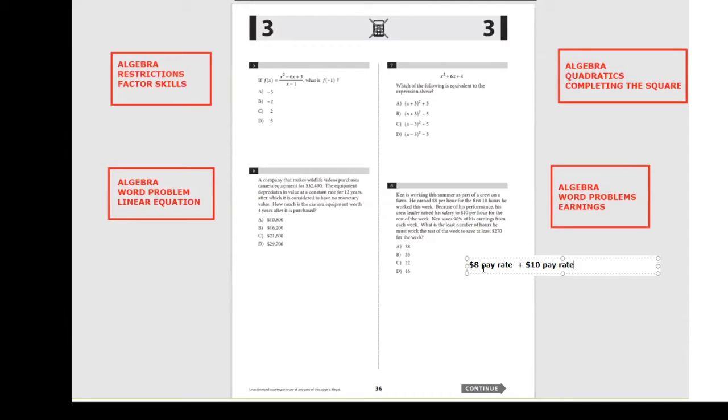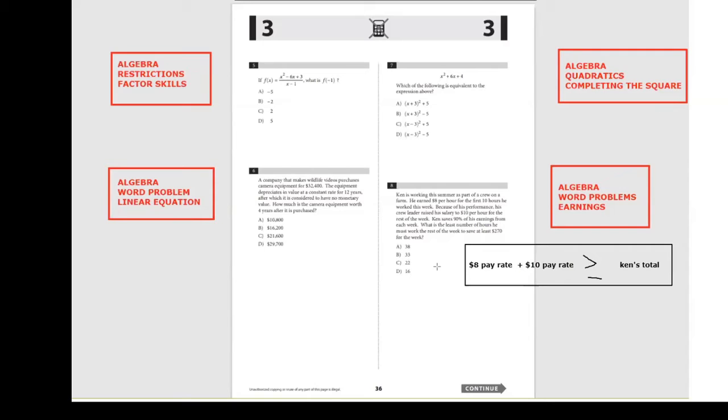Ken is working this summer as a part of a crew on a farm. He earned $8 per hour for the first 10 hours he worked this week. Because of his performance, his crew leader raised his salary to $10 per hour for the rest of the week. Ken saves 90% of his earnings the rest of the week to save at least $270 for the week.